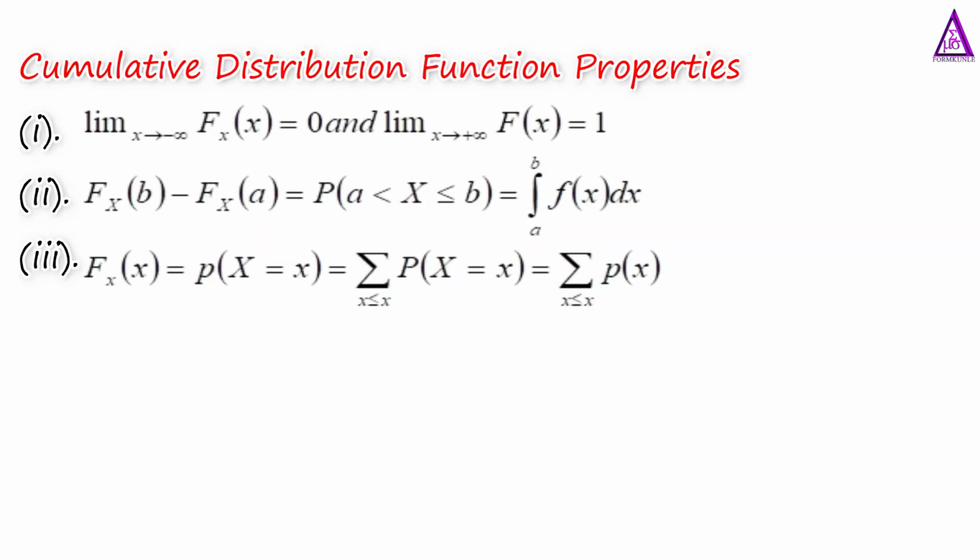Cumulative distribution function properties. The first one says every CDF is non-decreasing and right continuous. The second one says for all real numbers a and b, the cumulative distribution function can be obtained by integrating the probability density function. And the third one says the summation of the probability mass function equals the cumulative distribution function for a discrete random variable.